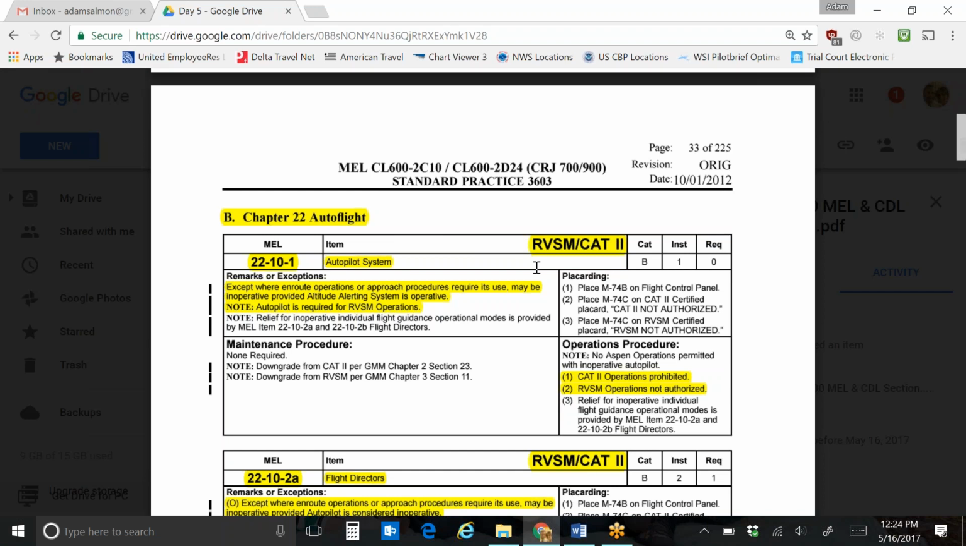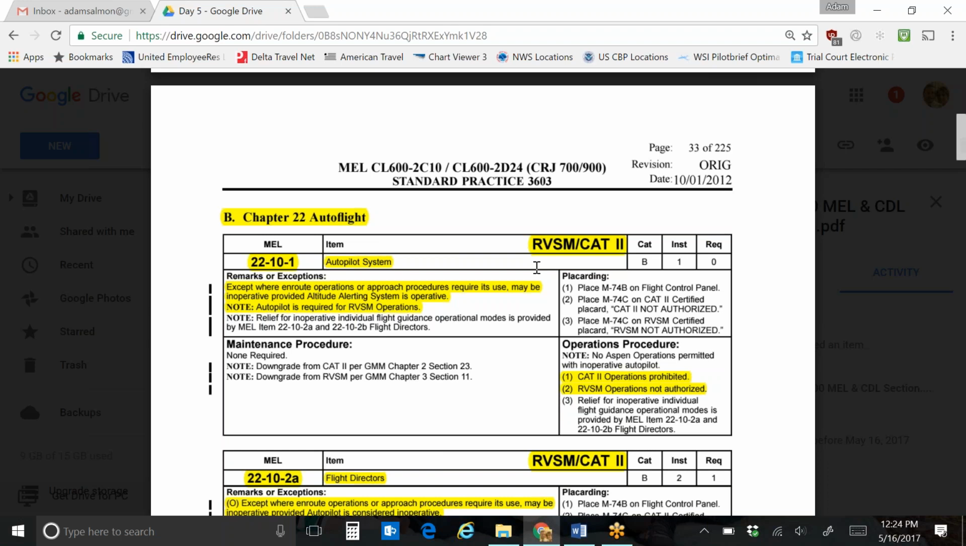It says RVSM/Cat2. That means when you see that up there, it's trying to call out this MEL a little bit more than other MELs, meaning that there is an RVSM restriction and a Cat2 restriction. Now Cat2 is referring to the ILS approaches. So that means you cannot go anything lower than a Category 1. Category 2 would be restricted.